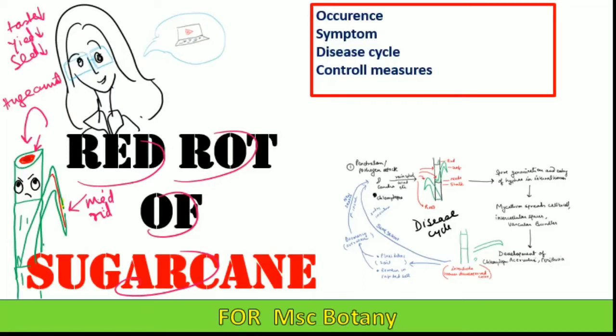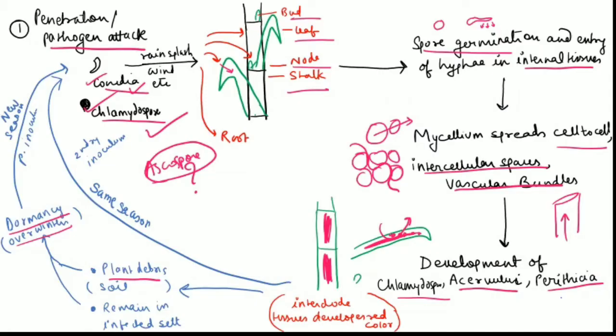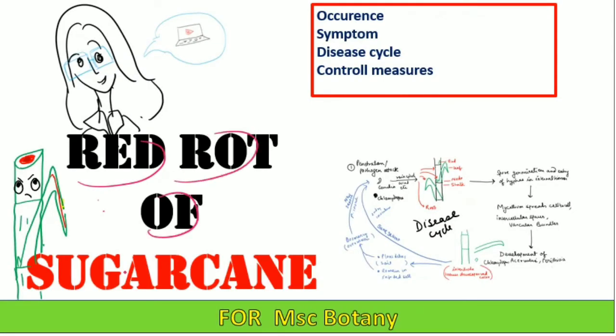Hello everyone, this video discusses red rot of sugarcane: the main pathogen that attacks it, the occurrence of the pathogen, the mode of spread, the symptoms, the disease cycle, and lastly the control measures. Red rot of sugarcane.